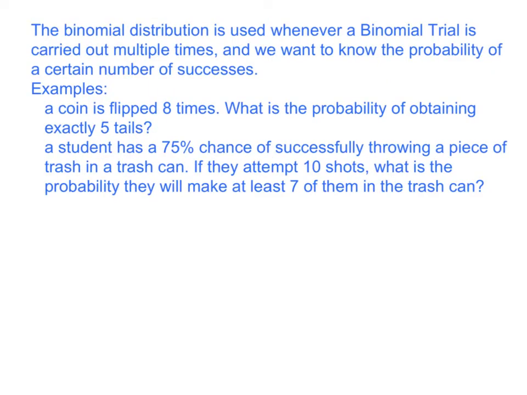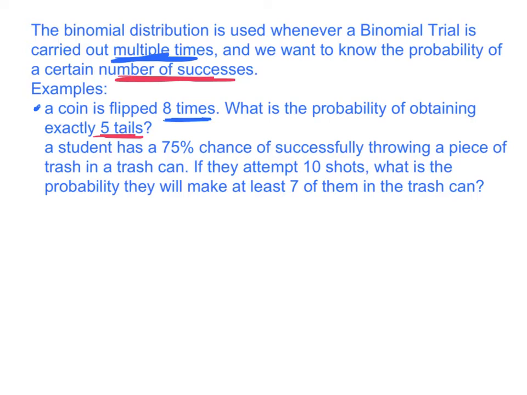So the next statement is that the binomial distribution is used anytime one of those binomial trials I just talked about is carried out multiple times, and we want to know the probability of some certain number of successes. So for instance, this is my first example here, right? A coin is flipped 8 times. So right there, it was carried out multiple times. What's the probability of obtaining exactly 5 tails? That 5 tails is the number of successes that I wanted.